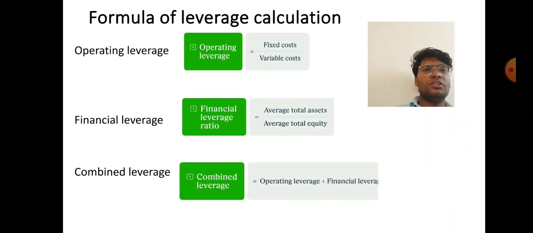Formulas of leverage. Operating leverage: fixed cost and variable cost. Financial leverage ratio: average total assets divided by average total equity. Combined leverage: operating leverage plus financial leverage.